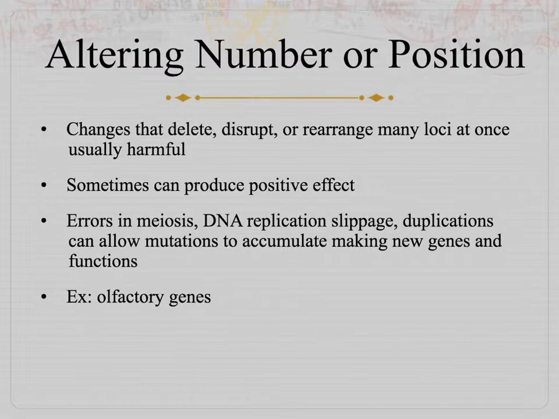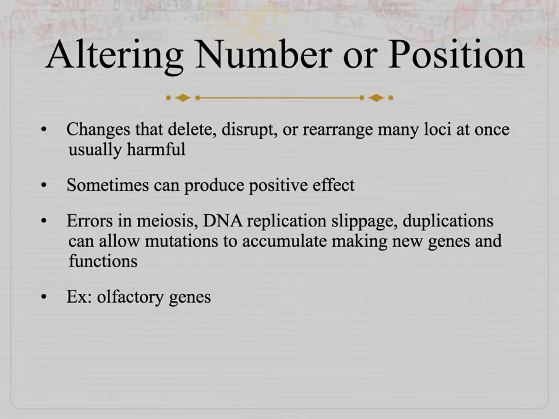When a cell is going through meiosis, making sex cells, DNA replication can have slippages or problems where it doesn't copy properly. It can make duplications, things can stick together, and this can allow mutations to accumulate and make new genes.